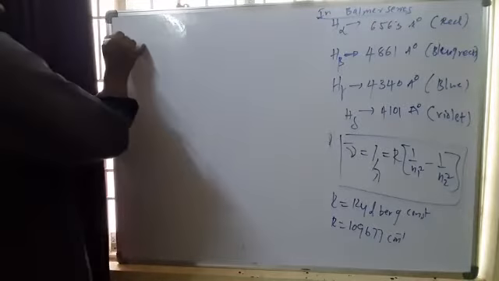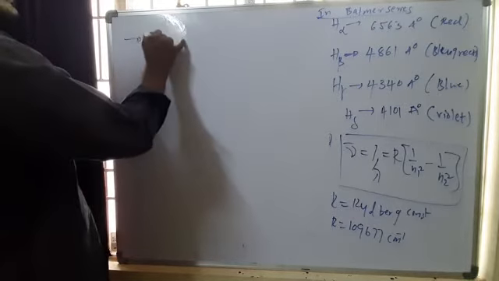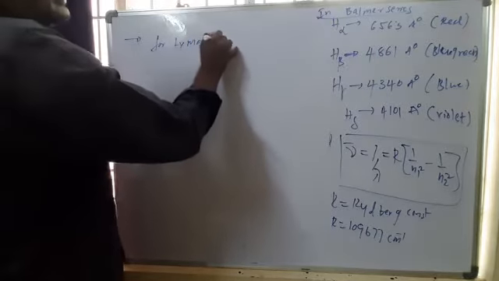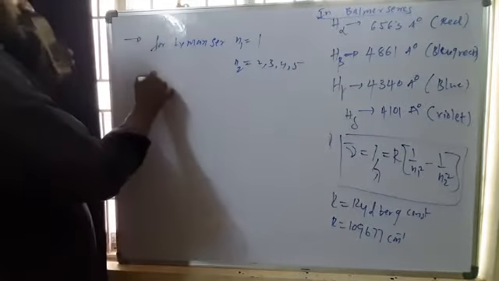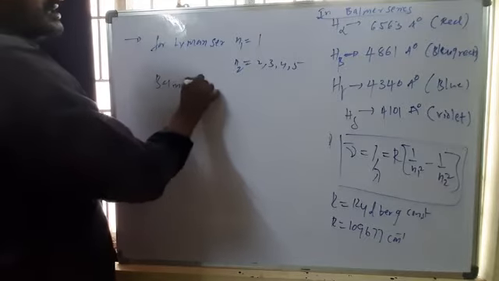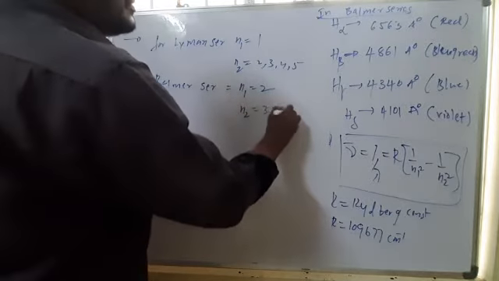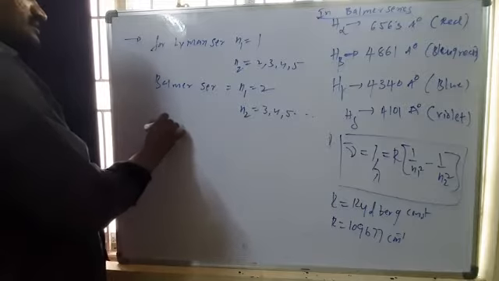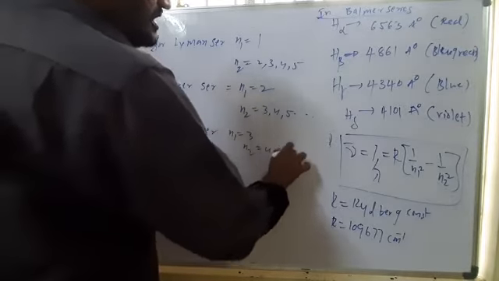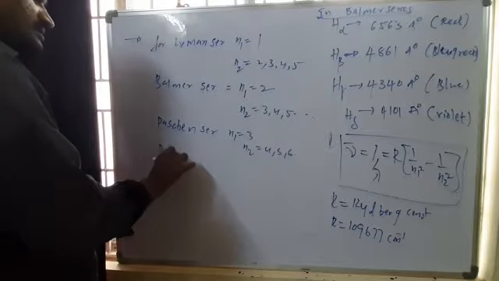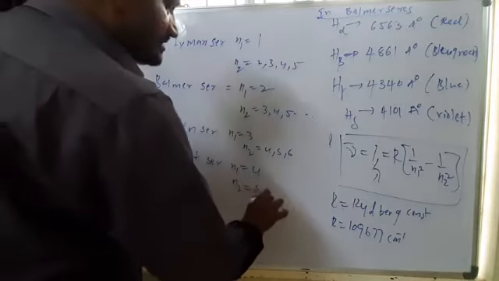Now if you see next, for Lyman series, n1 equal to 1 but n2 may be 2, 3, 4, 5 etc. For Balmer series, n1 is fixed at 2, n2 may be 3, 4, 5 etc. And similarly for Paschen series, n1 equal to 3 and n2 may be 4, 5, 6 etc. And similarly for Brackett series, n1 is 4 but n2 may be 5, 6, 7 etc.